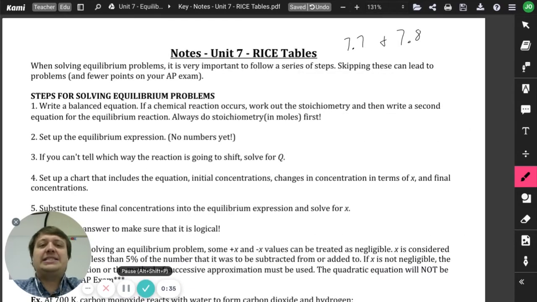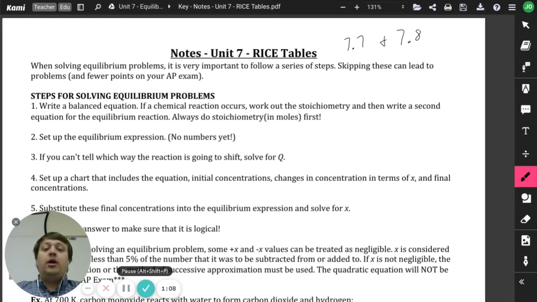So what is a RICE table? Well, when we're solving an equilibrium problem, it's important to follow a series of steps, because when you skip a step, that can lead to issues with your problem. That can lead to you getting the wrong answer, which ultimately results in lower points on your tests and, at the end of the year, the AP exam. So RICE tables help us to organize everything to make sure that we do not skip anything.